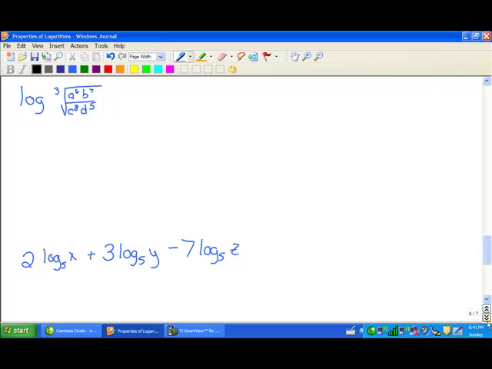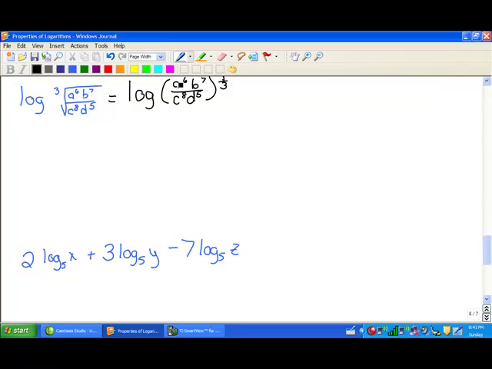Now, if we have a nasty radical, I want you to think back to your elementary and intermediate algebra and clean the radical up before you try to apply any of the algebraic logarithmic properties. So if we have the log of the cube root of a to the 6th, b to the 7th, divided by c to the 8th, d to the 5th, I'm going to rewrite that as the log of a to the 6th, b to the 7th, divided by c to the 8th, d to the 5th, raised to the 1/3 power.